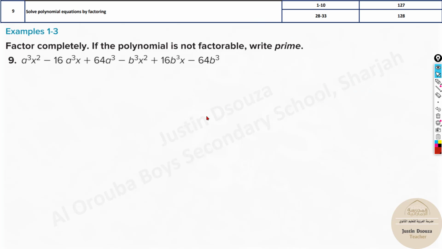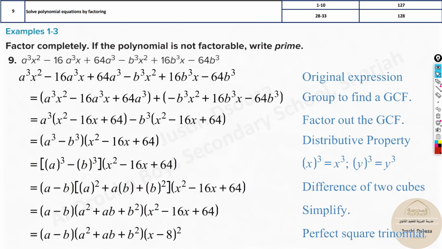Please do try practicing the other problems by yourselves. You can see all the answers are there. If you're doing some other method, you can skip some steps also.